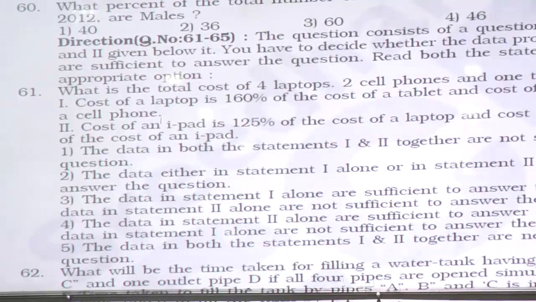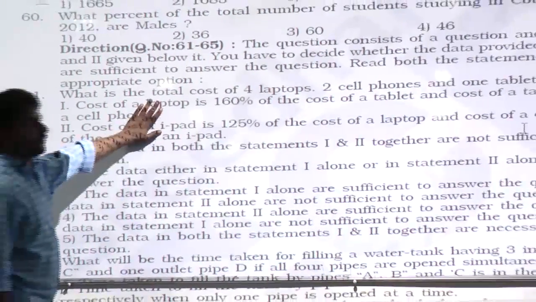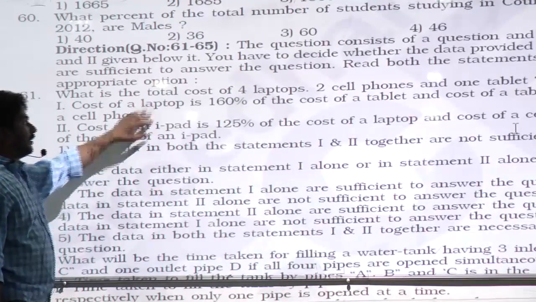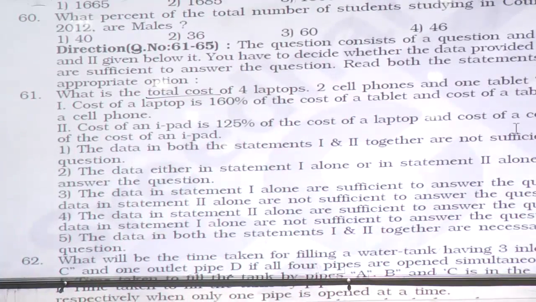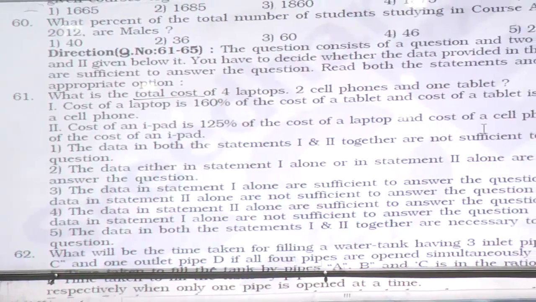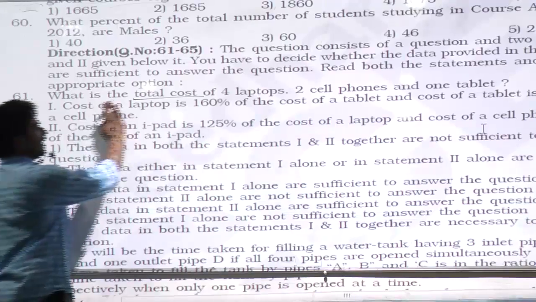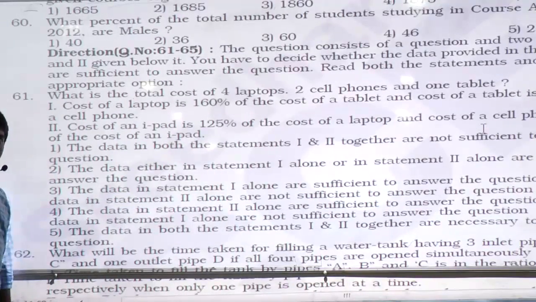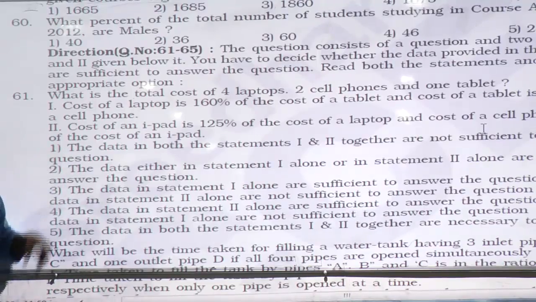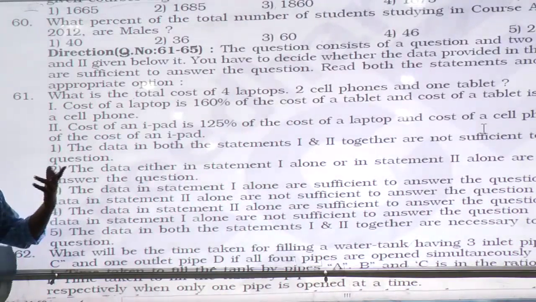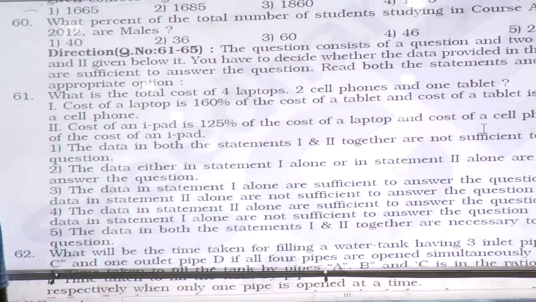What is the total cost of 4 laptops, 2 cell phones and 1 tablet? Total cost, in what should the answer be given? In rupees. First read the information and tell me whether rupees is given anywhere. Is rupees in the first information? The answer doesn't come from it. Is rupees in the second information? The answer doesn't come, remove it. Next: there is no information given in rupees and the answer cannot be determined.